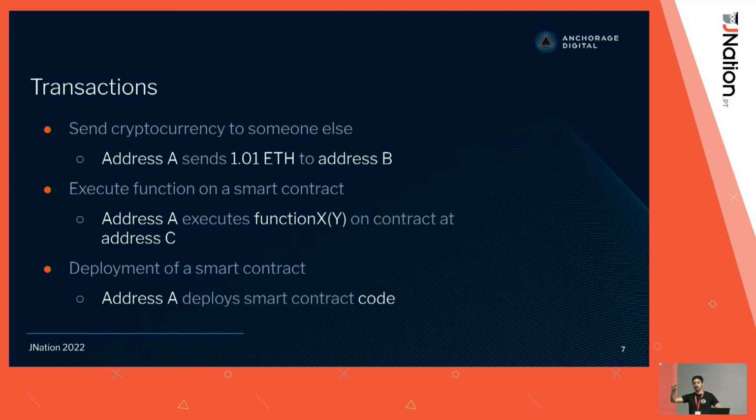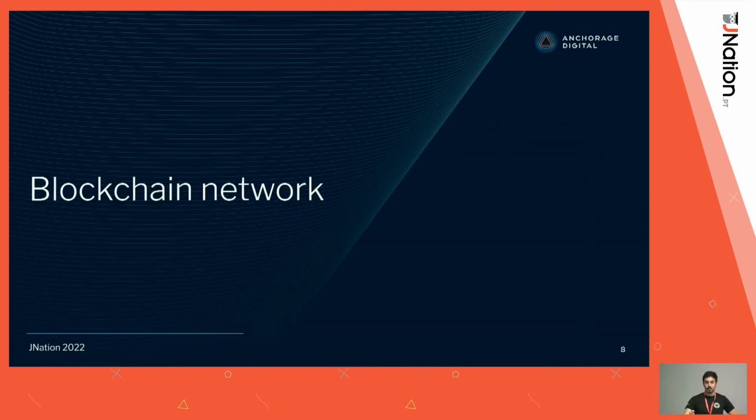Here, the transactions that happen in the blocks can be, again, what we normally identify as a transaction, so moving funds, for example, 1.01 Ethereum to some other address. It can also be executing a function X with parameters Y on a contract located at a certain address. And of course, it can be the deployment of that contract. So, okay.